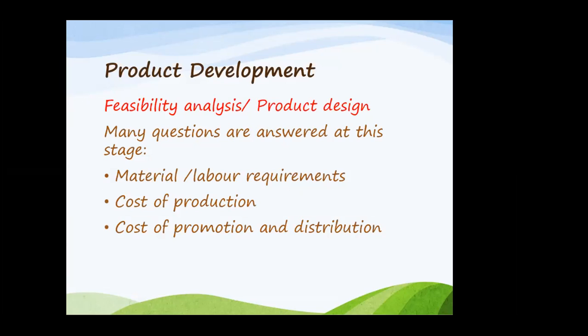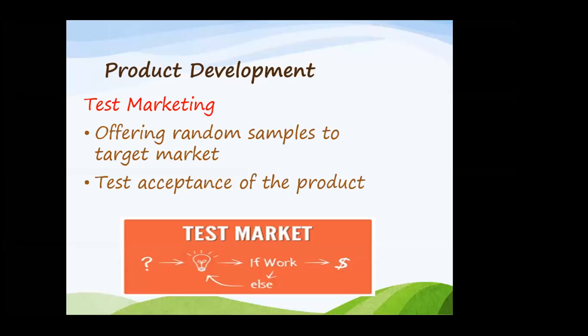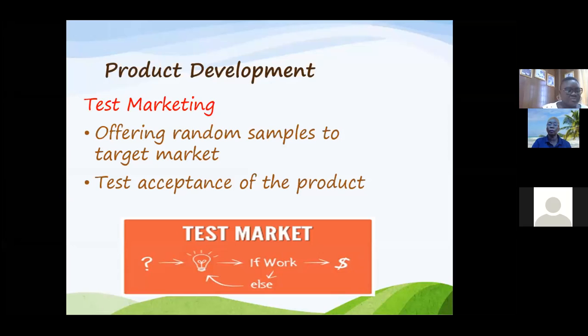All right. Now, once you address your product design, you can now test the market. All right. And you can do that by offering random samples to the target market. All right. In order to test the acceptance of the product. All right. So consumer feedback is used to improve the product at this stage.